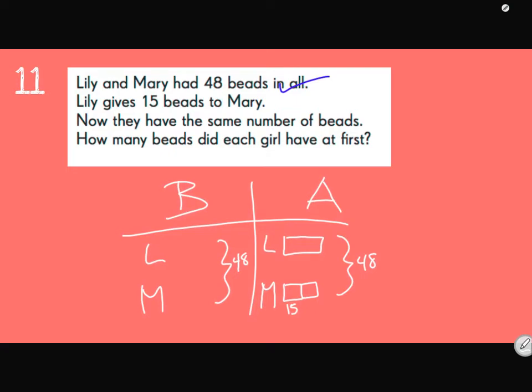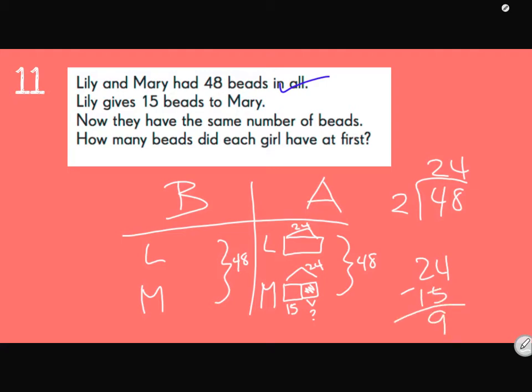So how many beads do they each have at first? Well, since there were 48, and they need to have the same amount, I could ask myself how many. Well, if they have to have the same amount, 48 divided by 2 is 24. So this whole needs to be 24, and this whole needs to be 24. But she gained that 15, which means she only started with what's right here. So we can find that by subtracting. 24 minus 15 is 9. So that means that she only had 9 at first.